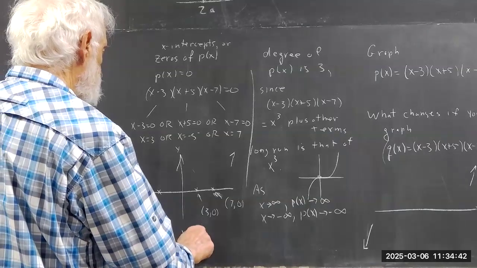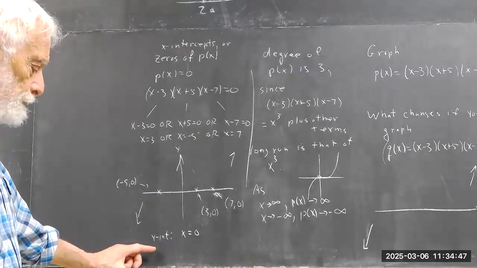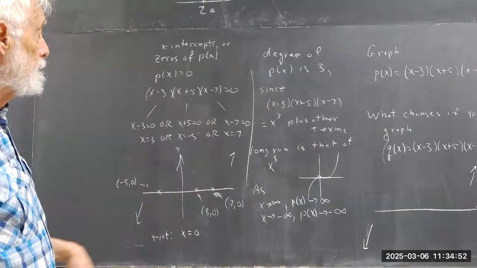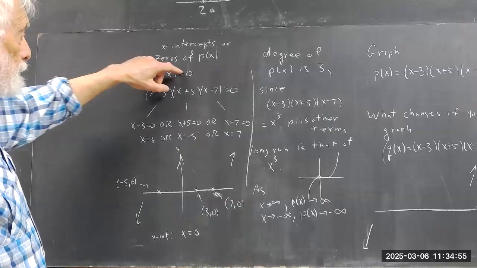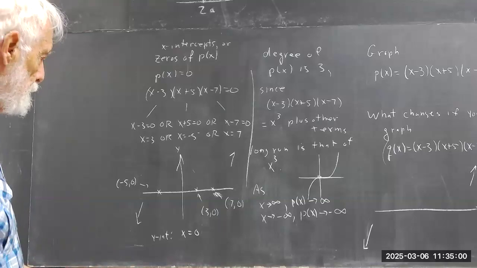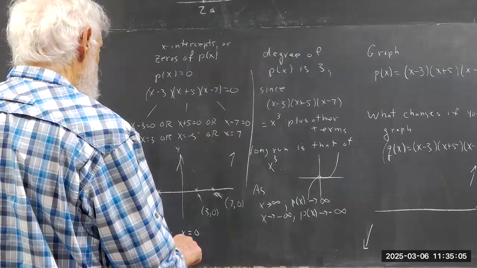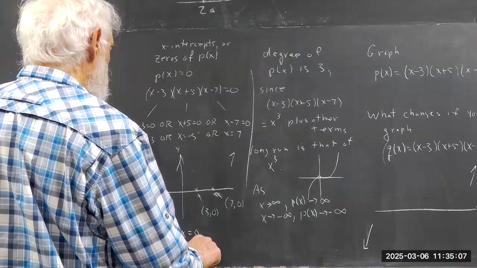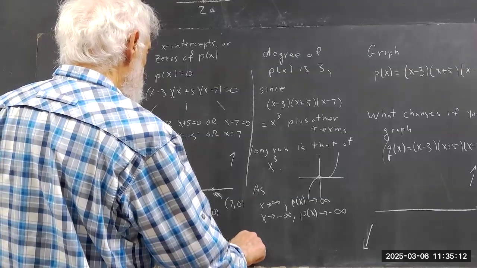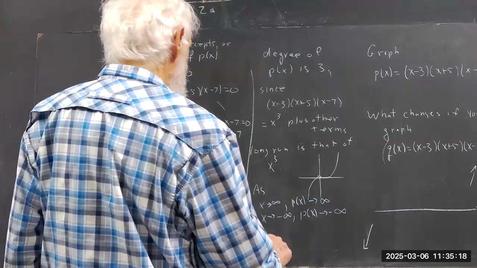That occurs when x equals 0. And I keep preaching, I'm going to say it too often, although it really bears saying quite often. You want to write that down. X-intercepts occur when P of x equals 0. Y-intercepts occur when x equals 0. So y equals P of 0, which is 0 minus 3 times 0 plus 5 times 0 minus 7, which is equal to negative 105.